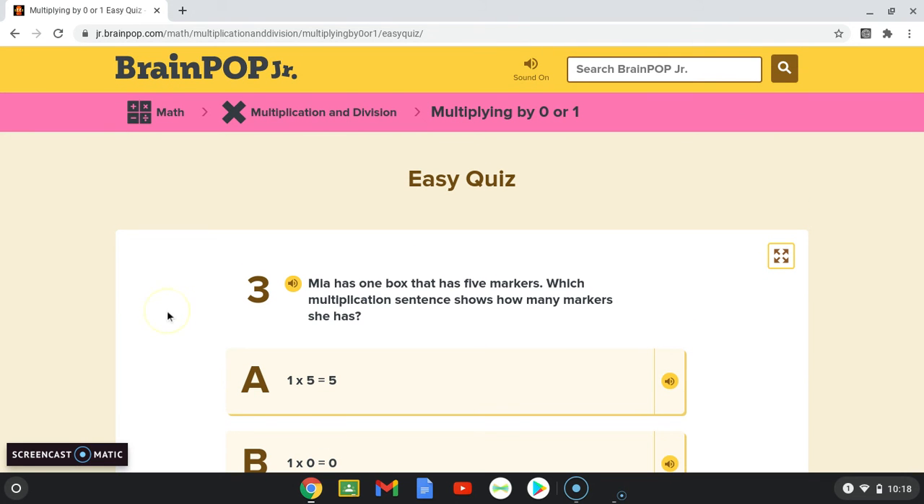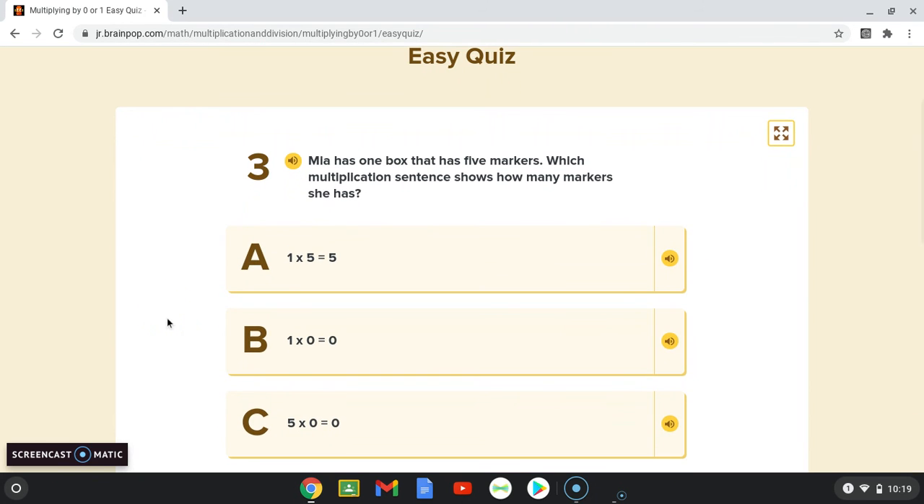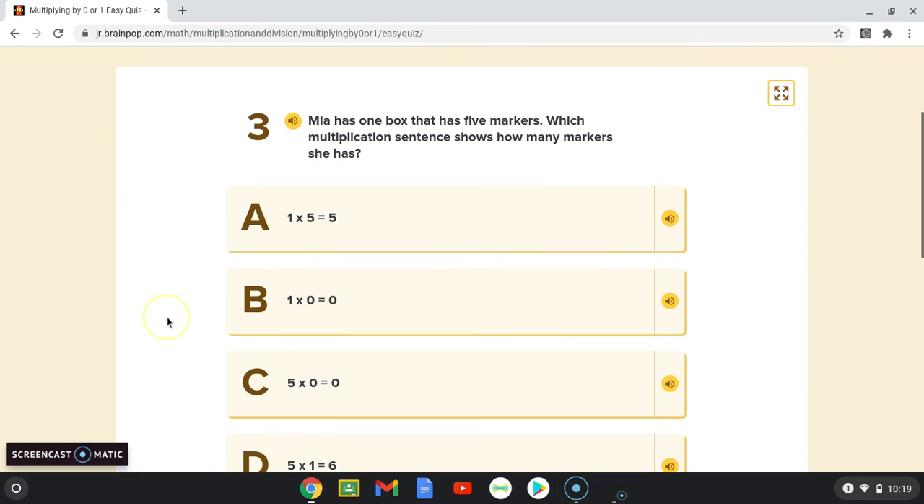Mia has 1 box that has 5 markers. Which multiplication sentence shows how many markers she has? Well, she had 1 box of 5 markers. That's like 1 group of 5, or 1 times 5. What is 1 times 5? Any number times 1 is that number. So 1 times 5 equals 5.